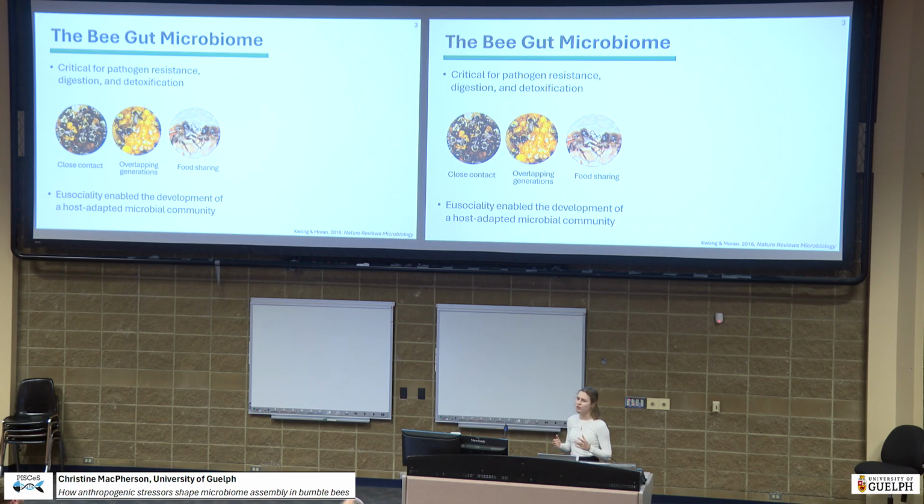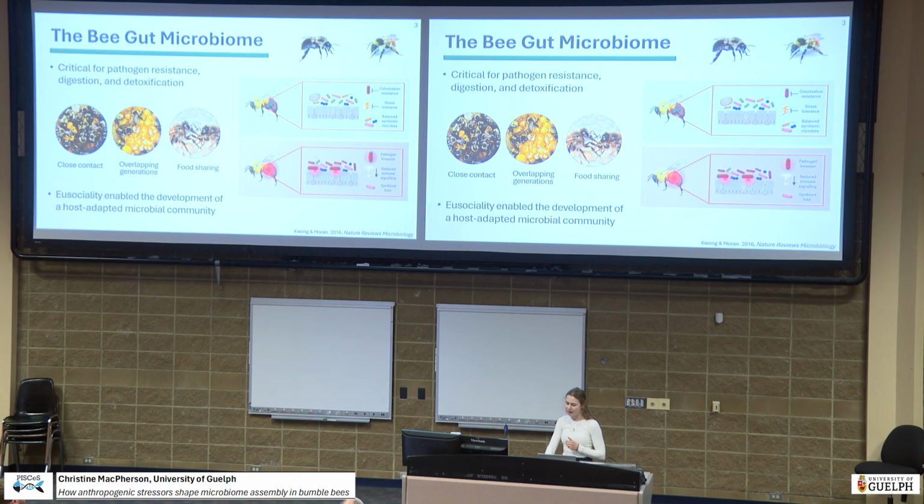And so because of eusociality, which has facilitated close contact, overlapping generations, and the sharing of food for millions of years, actually there's been a community of microbes that has become host adapted to bees and cannot be disturbed without having significant impact on the host. And for a healthy microbiome in bees, this is a balance of symbiotic microbes that resist colonization by pathogens and helps them to tolerate environmental stressors. But on the other hand, we can have a situation where the microbiome is degraded and is missing these important microbes, leading bees to be vulnerable to disease and toxins.